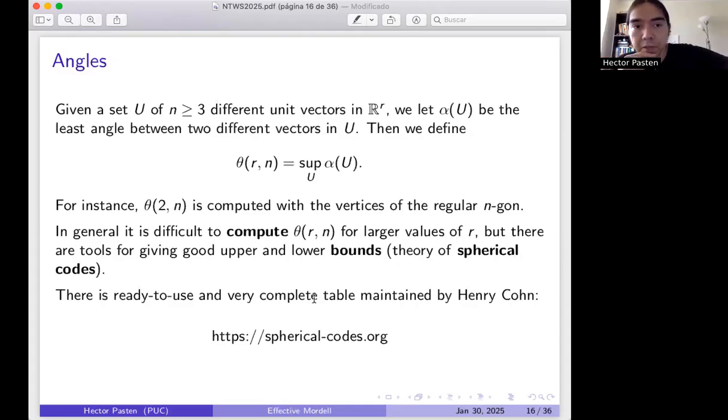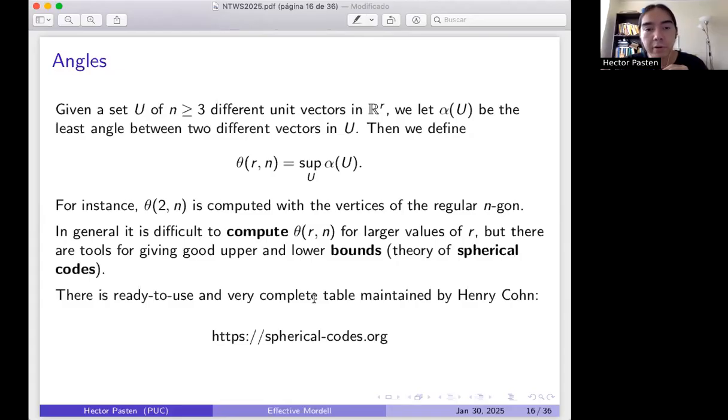So for instance, theta_{2,n} concerns n unit vectors in the real plane, because r is equal to 2 here. And when you have these unit vectors, there's going to be a minimal angle, and you want to maximize this minimal angle. What is the configuration? The vertices of an n-gon. That maximizes the minimal angle. And therefore, the regular n-gon can be used to compute this theta_{r,n} in the case r is equal to 2. But in general, it's difficult to compute this theta_{r,n}.